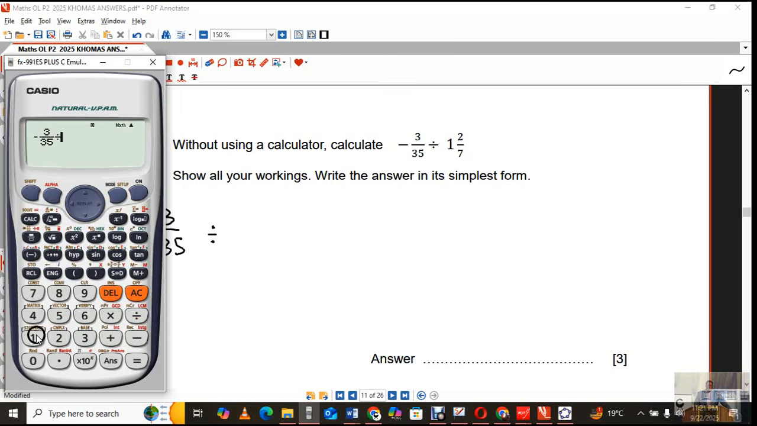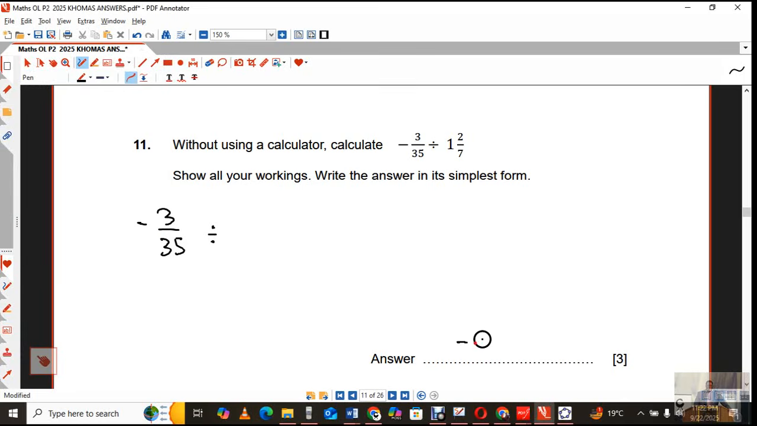So shift. I want to put 1/2/7. So you know what the answer is supposed to be: negative 1/15. But this answer depends on the method. So we're not just going to mark an answer, we mark from the method.